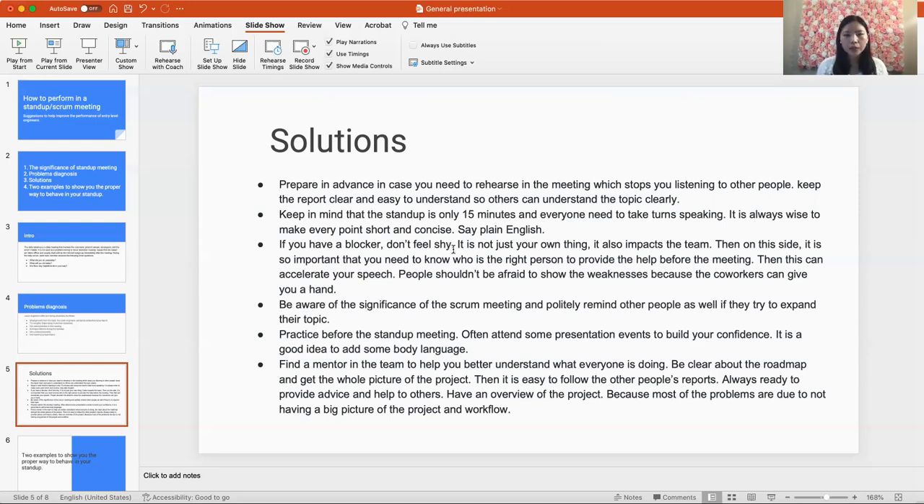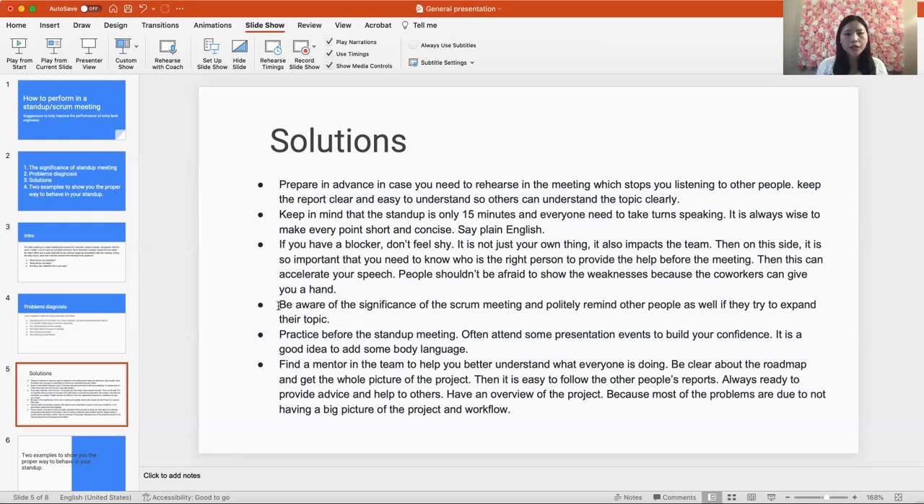The third problem, if you have a blocker, don't feel shy. Please always remember that it's not just your own thing. It also impacts the team. Then on the other side, it's so important for you that you need to know who is the right person to provide help before the meeting. Then this can accelerate your speech. People should not be afraid to show the weaknesses because your coworkers are always behind you and will give you a hand.